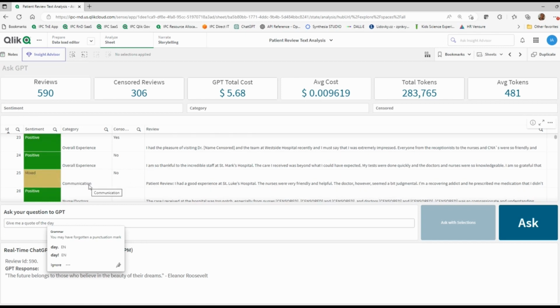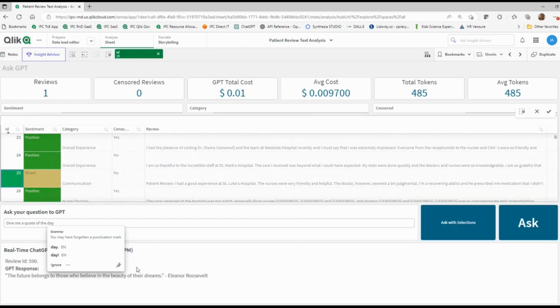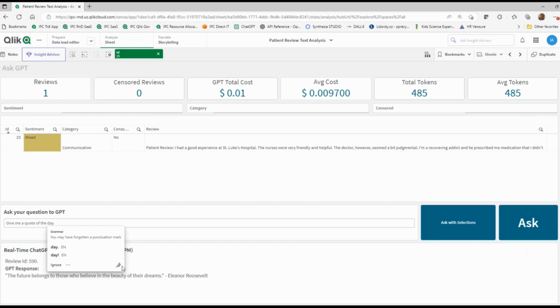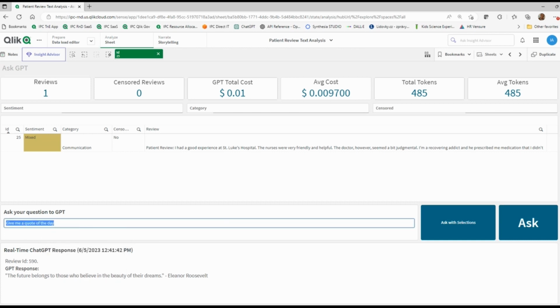So let's pick, for example, this review. Let me select this review here. I had a good experience at St. Luke's Hospital, so there's another hospital in the same area. The nurses were very friendly and helpful. The doctor, however, seemed a bit judgmental, etc. So this is a mixed review. I can kind of see why, but we can ask the question: why is this review classified as mixed sentiment? And then I can click this button.